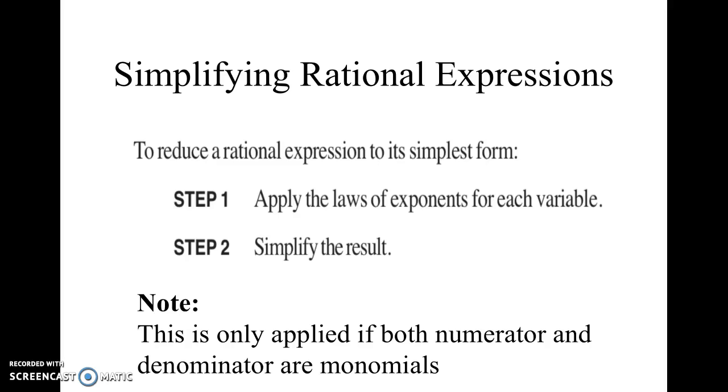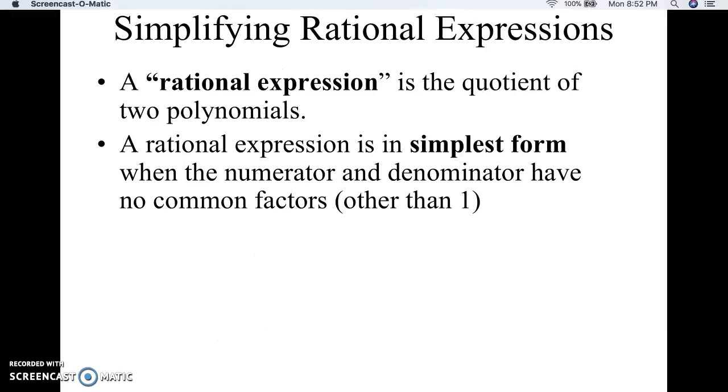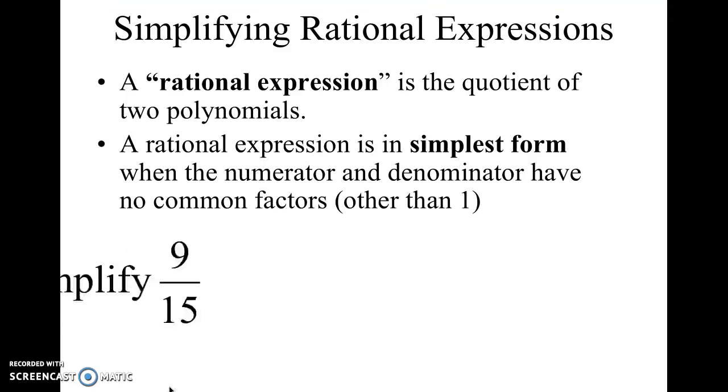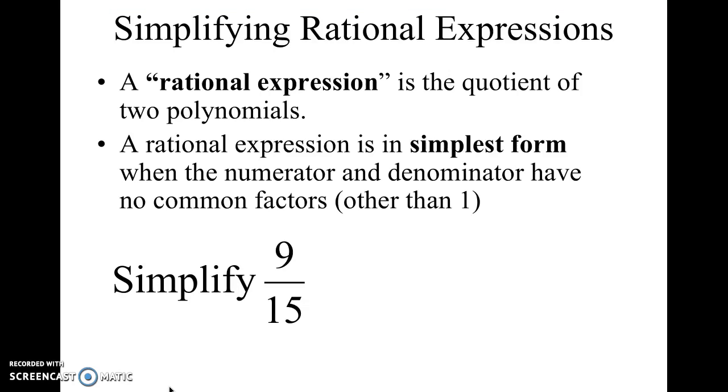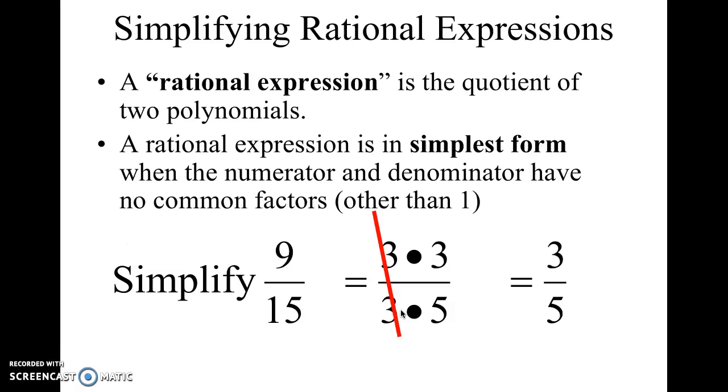So what if the numerator and the denominator are both non-monomials? Take note that a rational expression is in simplest form when the numerator and denominator have no common factors. Let's have an example. Let us simplify 9 over 15. 9 is 3 times 3 and 15 is 3 times 5. In this case, both 9 and 15 have a factor of 3, so we can cancel 3, and this becomes 3 over 5.